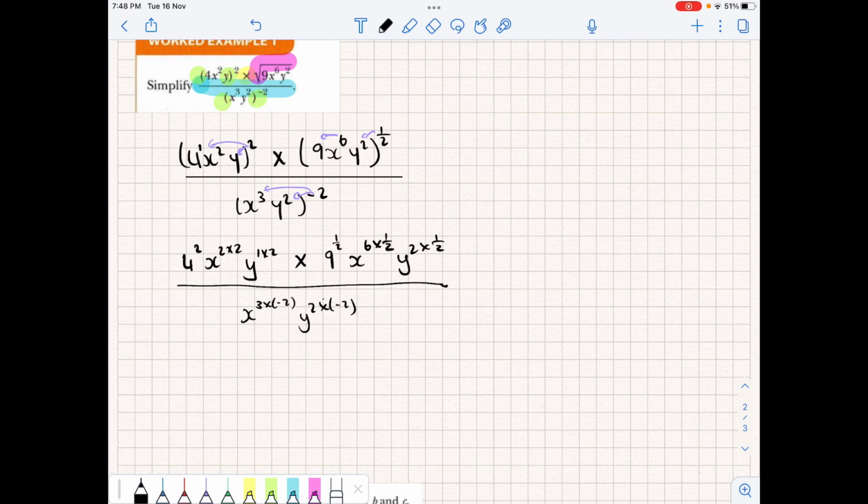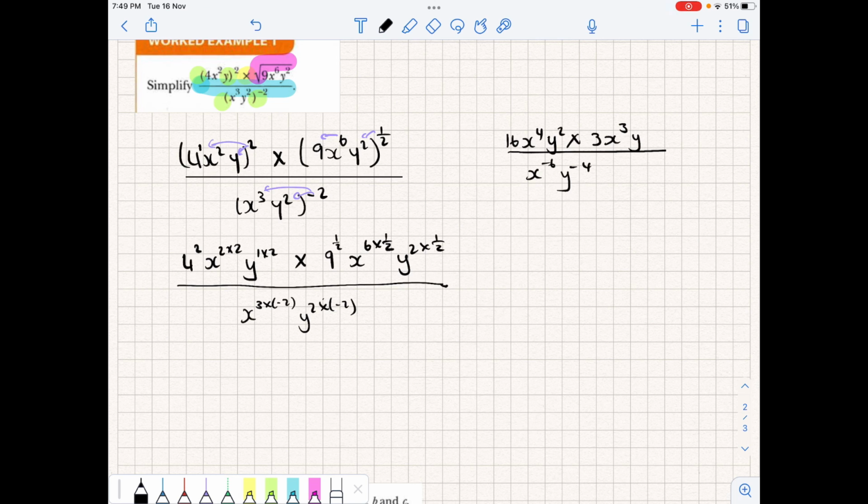So let's simplify all of that. We're going to have 4 squared, which is 16, x to the power of 4, y to the power of 2, multiplied by 9 to the power of half, so that's the square root of 9, which is 3. We're going to have x to the power of 6 times a half, which is 3, y to the power of 2 times a half, which is 1, and we're going to divide that by x to the power of 3 times minus 2 is minus 6, y to the power of 2 times minus 2 is minus 4.